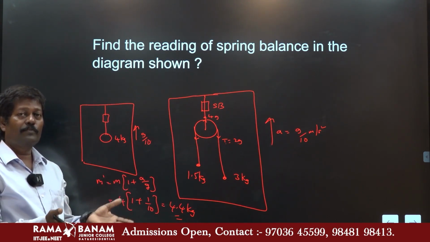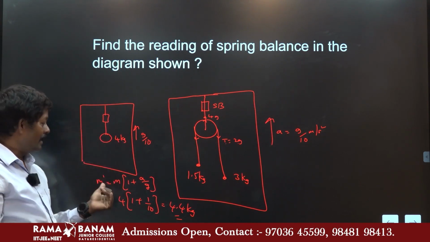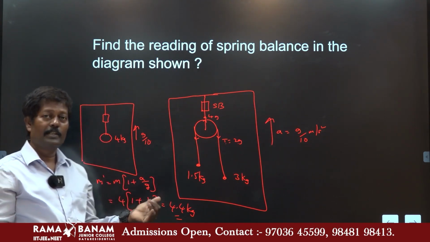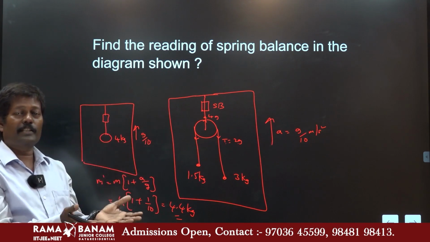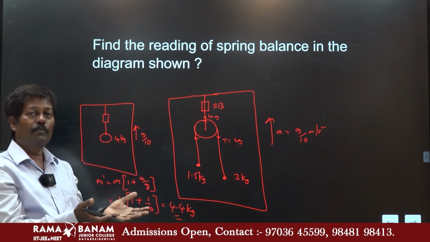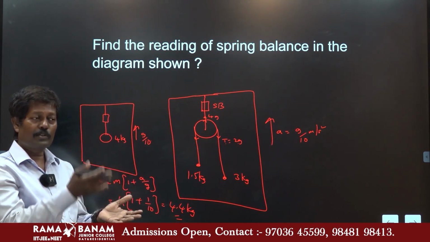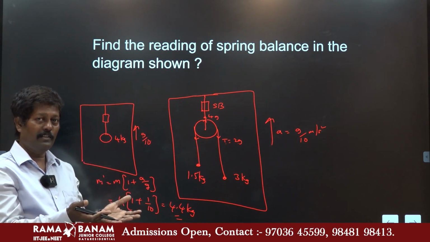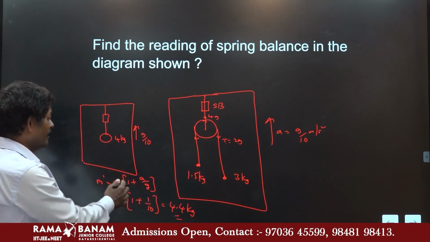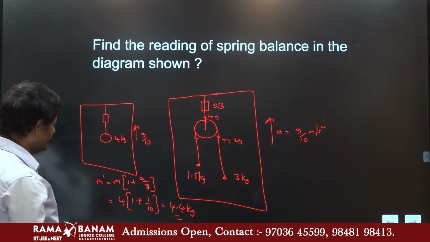As the lift moves up with acceleration, m dash will be m into 1 plus a by g. If the lift is coming down with acceleration, m dash equal to m into 1 minus a by g. Those formulas are already known to the students at the intermediate level. So directly I have used that formula, right.